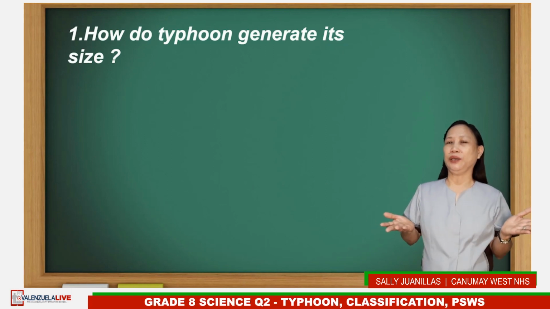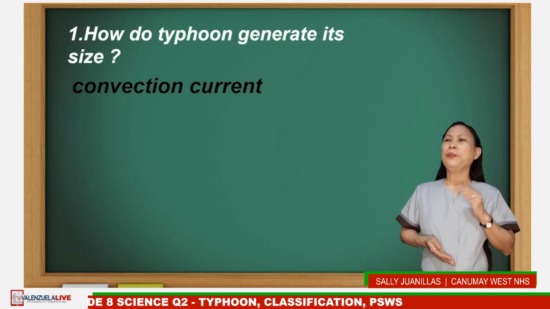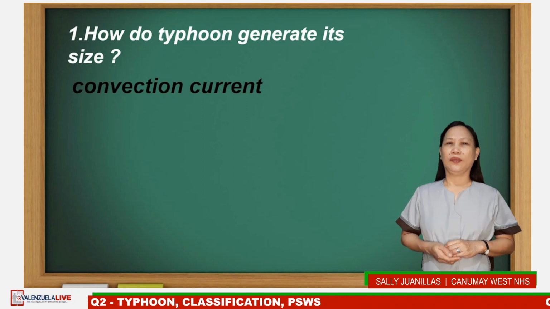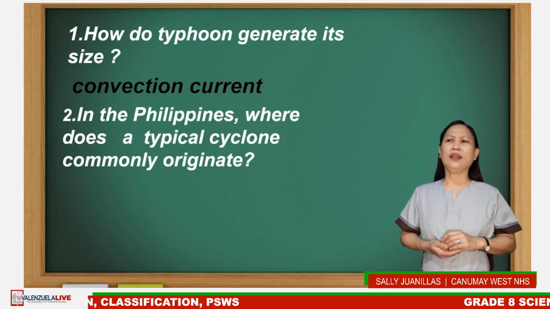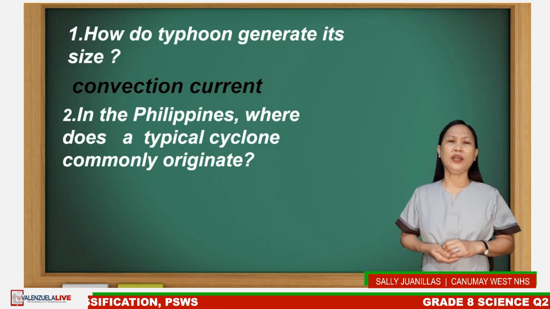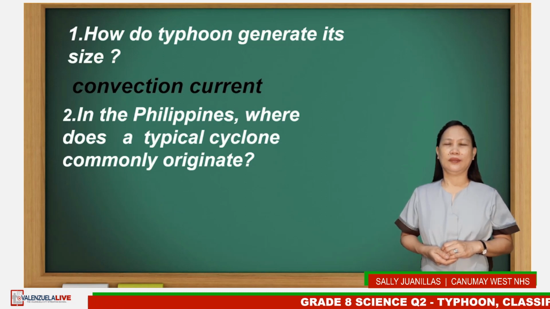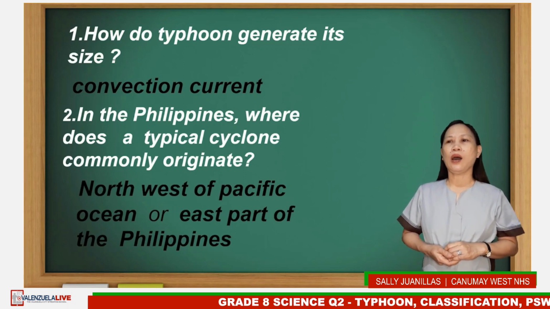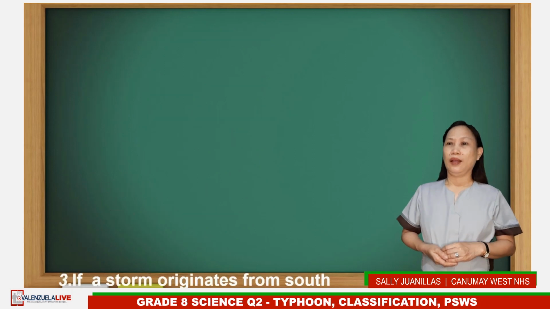Let's see your answer. Very well. By the process of convection current. Number 2. In the Philippines, where does a typical cyclone commonly originate? You are right. Northwest of Pacific Ocean, or east part of the Philippines.